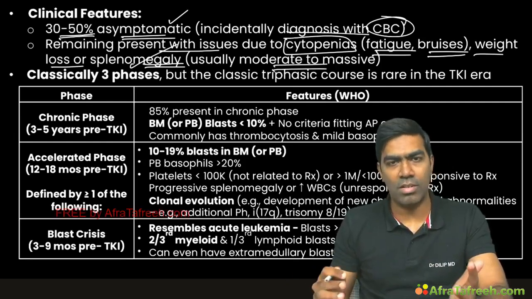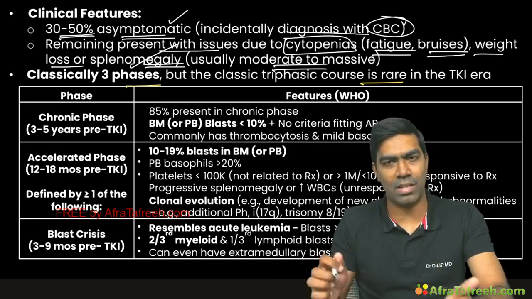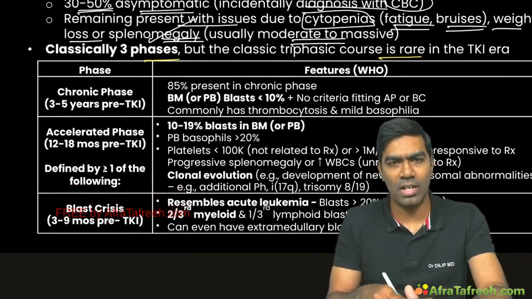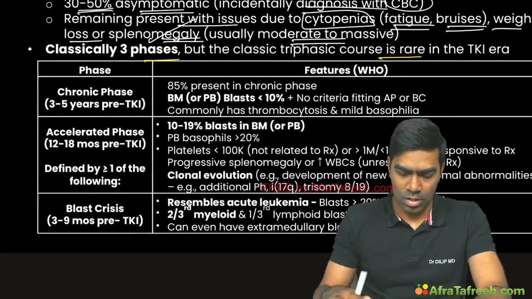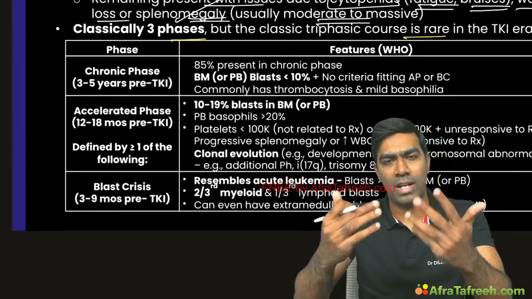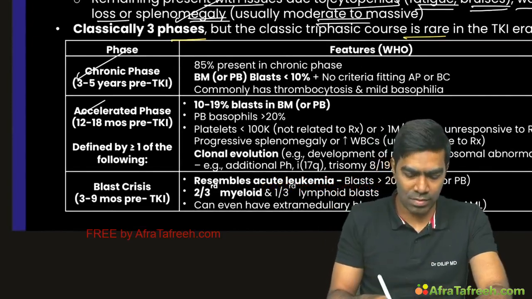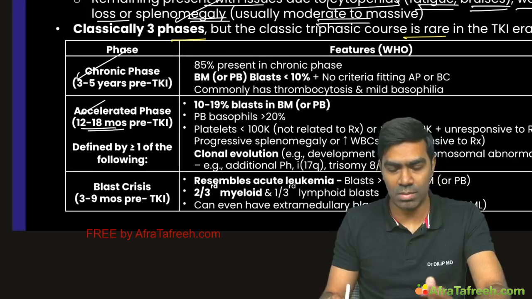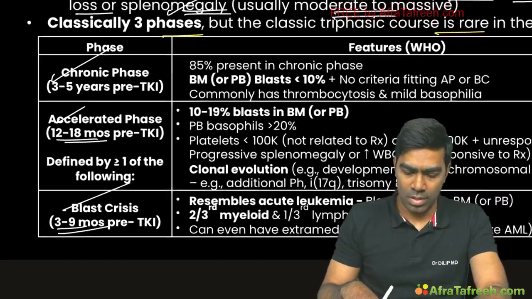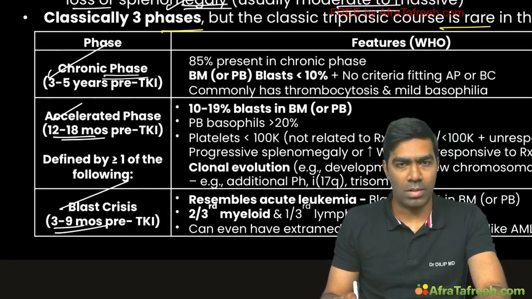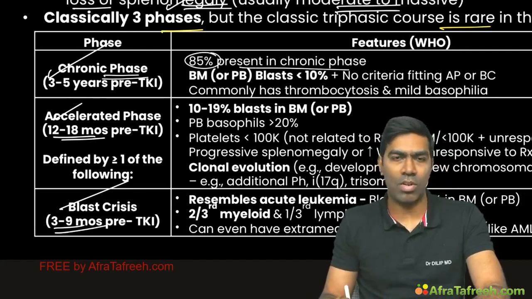CML generally follows 3 classic phases, but in the modern tyrosine kinase era, this classic triphasic course is uncommon because we're going to halt the progression most of the time in the chronic phase itself. If you don't take a tyrosine kinase inhibitor like imatinib, the chronic phase is going to last for 3 to 5 years approximately. The accelerated phase is going to last for 12 to 18 months, and the blast crisis phase is going to last for 3 to 9 months. The chronic phase is the most common phase at the time of presentation, which means 85% of the patients are going to present in the chronic phase.